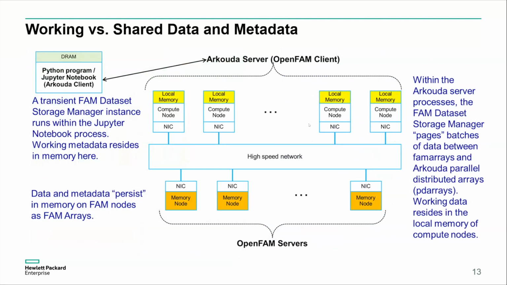But because we're using the FAM array store to move the data into the compute nodes when we work on it, using bulk transfer, you can think of it as the FAM dataset storage manager paging batches of data between the FAM arrays and the PD arrays. So our unit of paging is a batch. This means that the working data set lives in the memory of the compute nodes. And then finally, the dataset storage manager instances are actually transient. And the working set for the metadata lives in memory, therefore in Python.